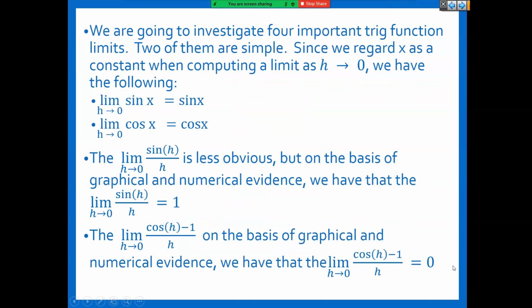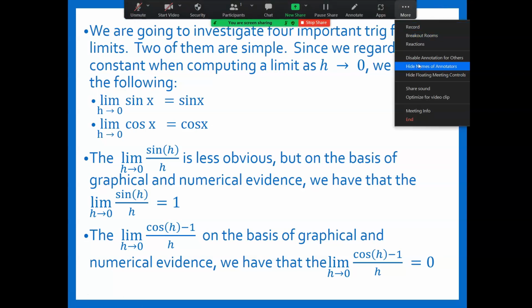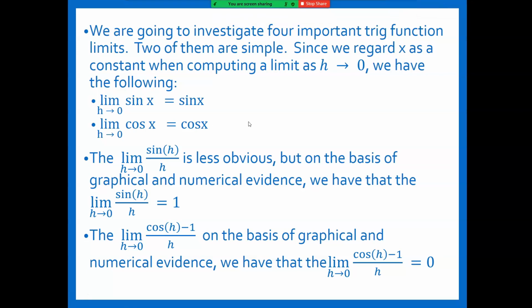Now, in the past, we had two limits we memorized. We had memorized the limit as h approaches zero of sine h over h. We had previously investigated and determined that that was equal to one. And then the limit as h approaches zero of cosine h minus one all over h, we previously investigated and said it was equal to zero. So having these four limits memorized will allow us to prove the derivative of cosine and sine.